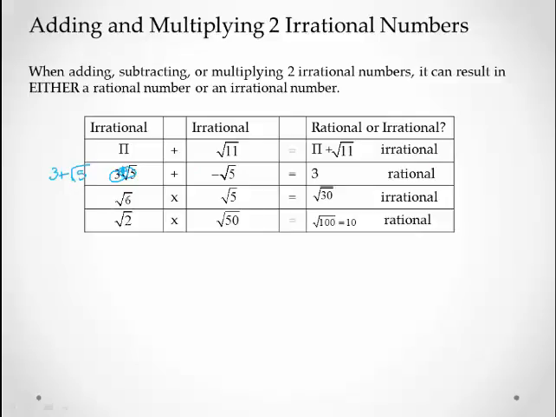When I multiply square root of 6 times the square root of 5, you multiply the terms underneath the radical to get the square root of 30. The square root of 30 is not a perfect square, therefore it is irrational. Whereas if I multiply root 2 times root 50, I get the square root of 100, which is 10, because it was a perfect square, and that makes it rational. So really, it depends on what we have as to whether or not we're going to get an irrational or a rational number.